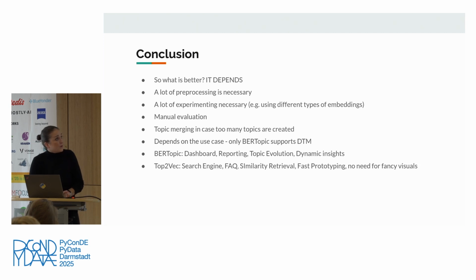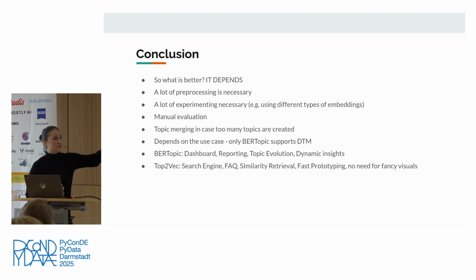Then I always recommend merging topics, and again you need to experiment in which way you want to do it. Do you want to do it according to similarity, or according to hierarchy? Again, you need to experiment. I can't give you an answer to that. Then, of course, for DTM, only BERTopic, because Top2vec doesn't support it.